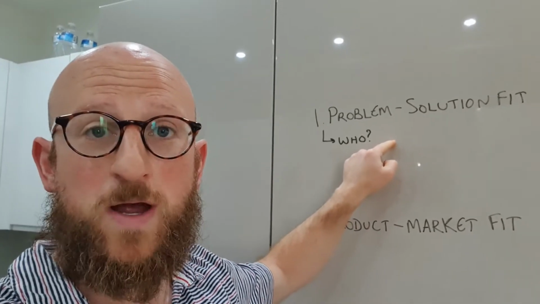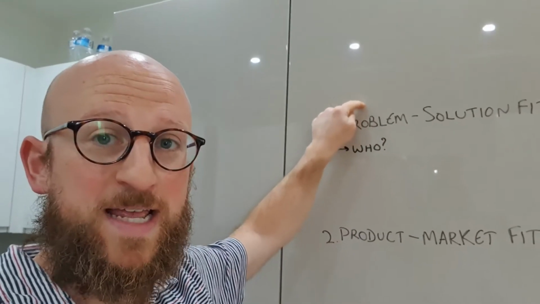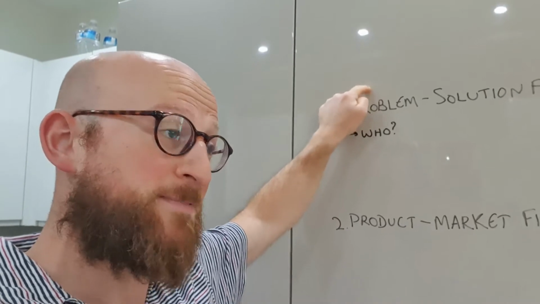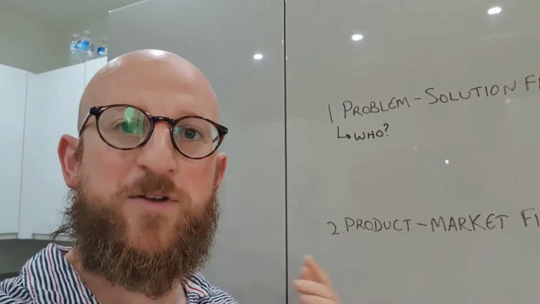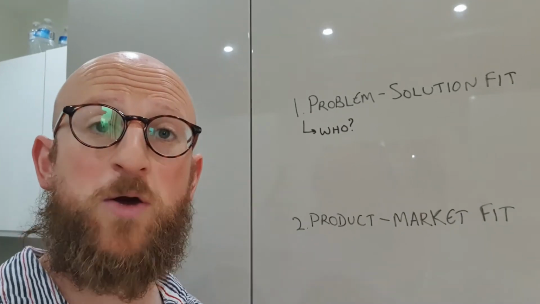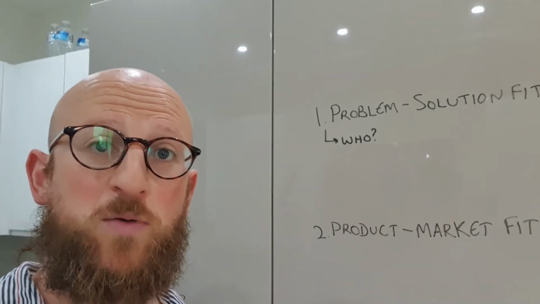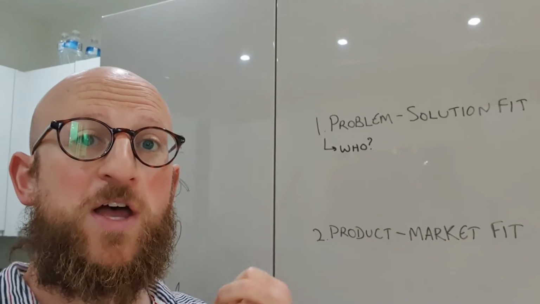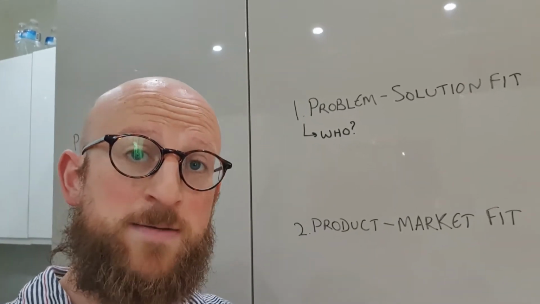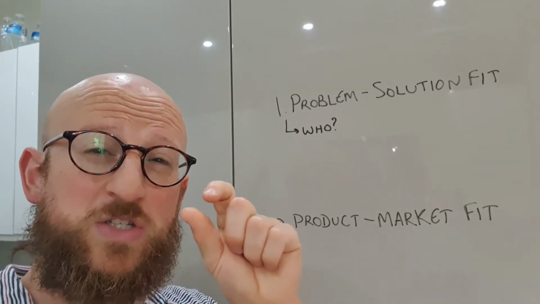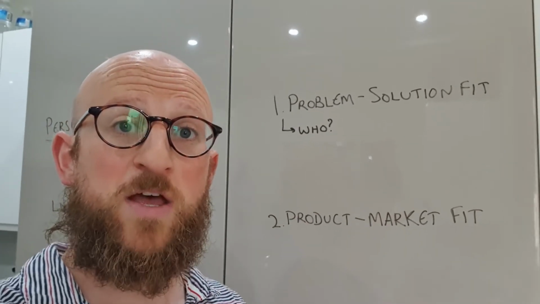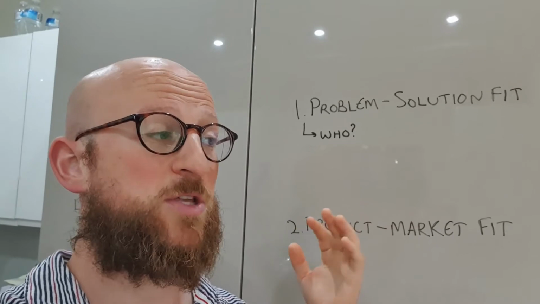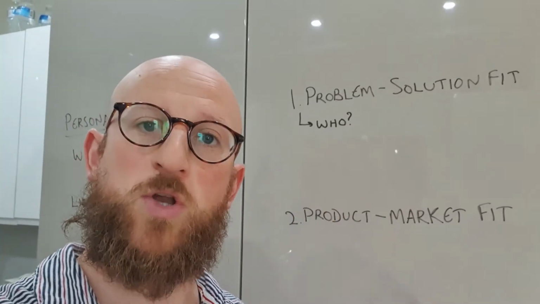So the first step is working out, does that problem exist? And then the first step to working that out is working out whose problem? Because different types of people have different types of problems. Different users have different problems. And the likelihood is that the first people that will be excited about whatever it is you're trying to build will be a very small subset of the world. If you try and build something that solves everyone's problems, then you'll probably build something that solves no one's problems.